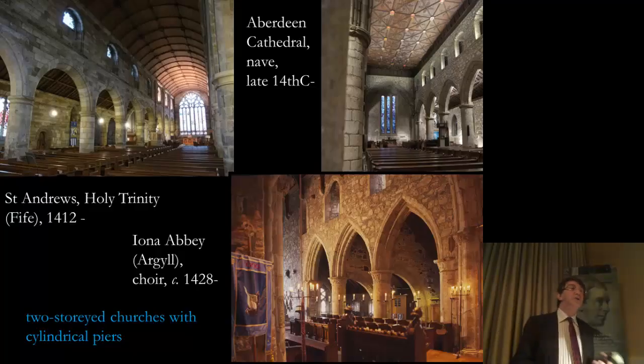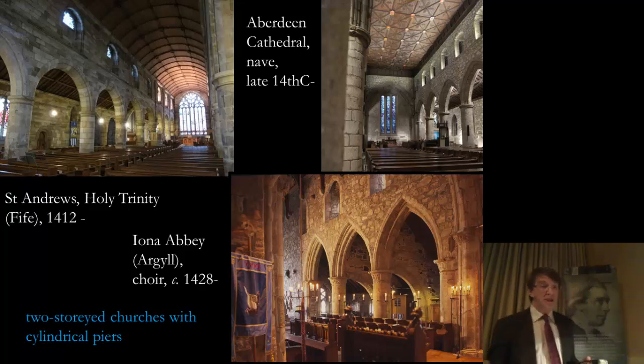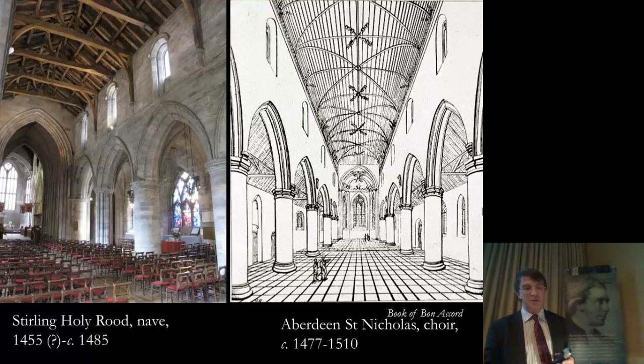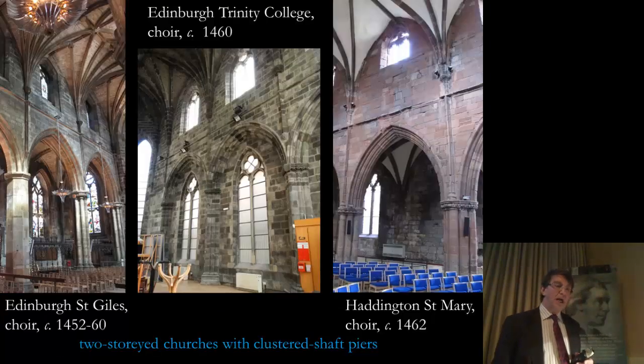Most of them were two-storied designs. I've included cathedrals and abbeys in this as well, because I think they can all be brought together. We find quite a lot where we have two-storied elevations with cylindrical piers supporting the arcades. These are more examples, Stirling, Holyrood and Aberdeen. Stirling, rather interestingly though, the easternmost piers of the arcade are rather more complex, perhaps marking the division between the nave and the choir. A whole series of churches, and these three are probably quite closely interrelated, were designed with clustered shaft piers as far as possible.